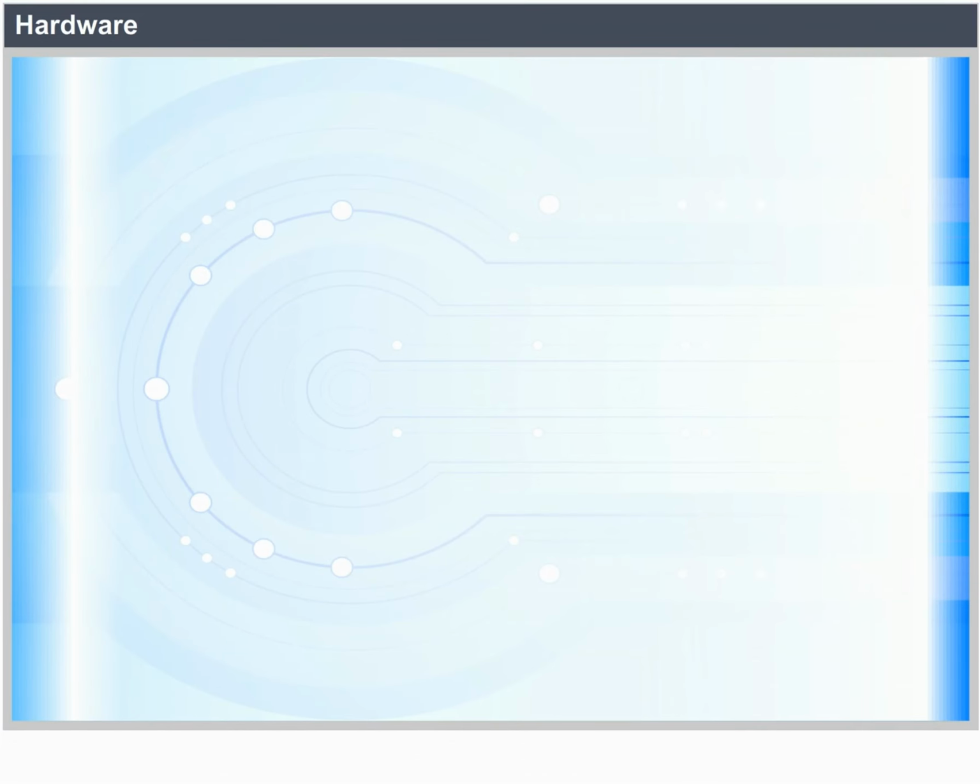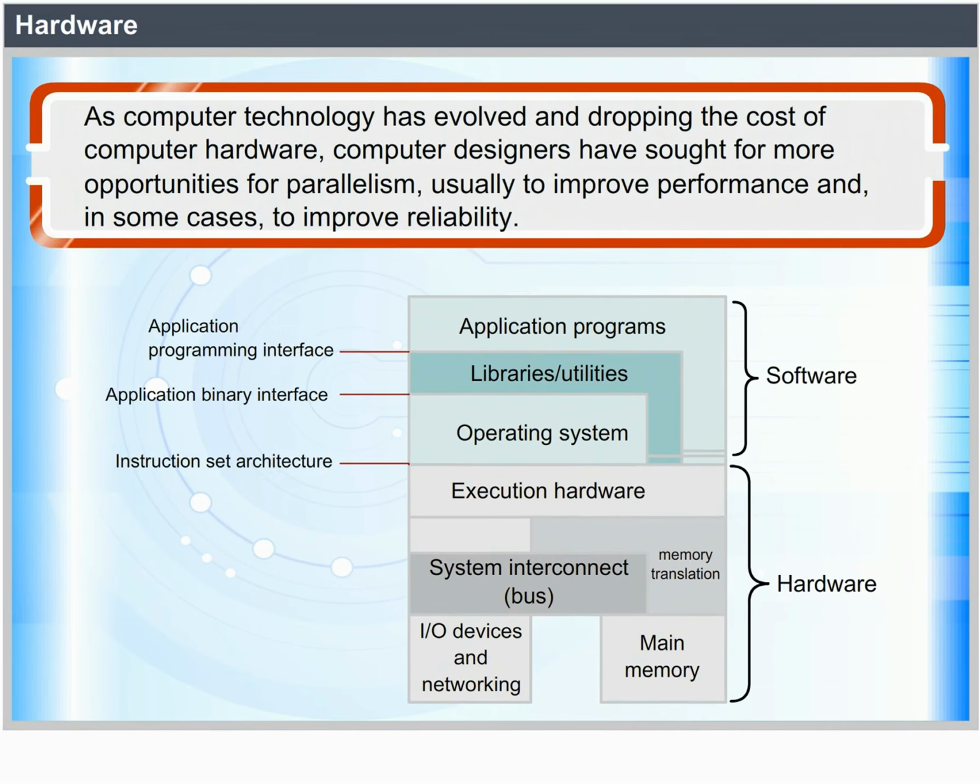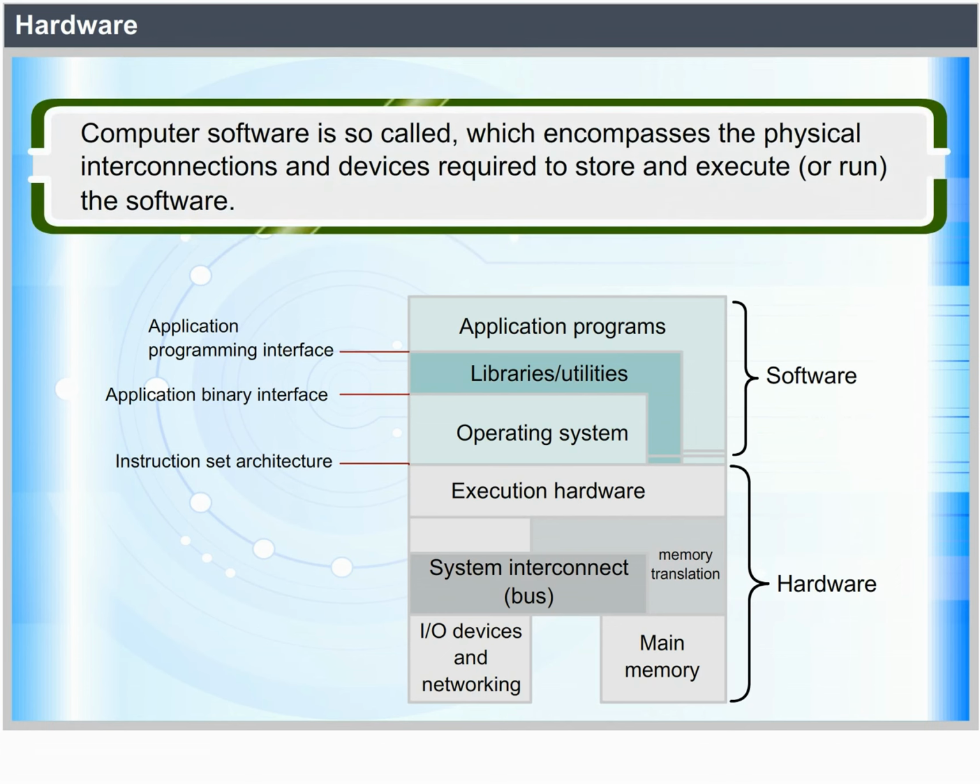Hardware. As computer technology has evolved and as the cost of computer hardware has dropped, computer designers have sought more and more opportunities for parallelism, usually to improve performance and, in some cases, to improve reliability. Computer software is so called in contrast to computer hardware, which encompasses the physical interconnections and devices required to store and execute or run the software.